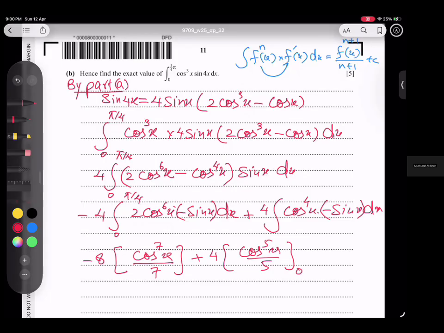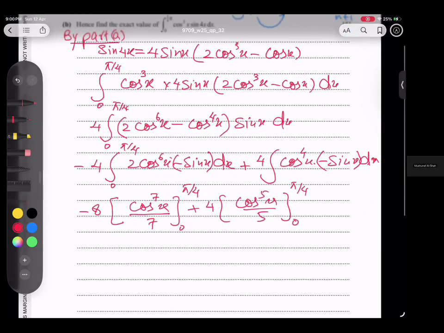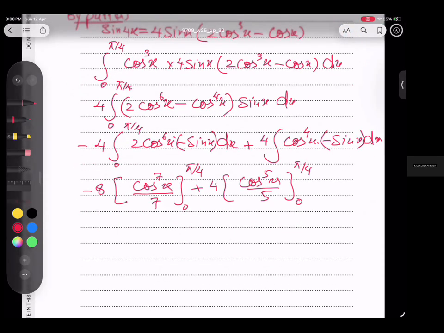The limit is 0 to pi by 4. So students, I hope up till here you understood well how we got this answer. This part is not hard. This number 7 you can bring outside, this 5 you can bring outside. So we can say negative 8 by 7 times cos^7 x from 0 to pi by 4, and 4 upon 5 times cos^5 x from 0 to pi by 4.